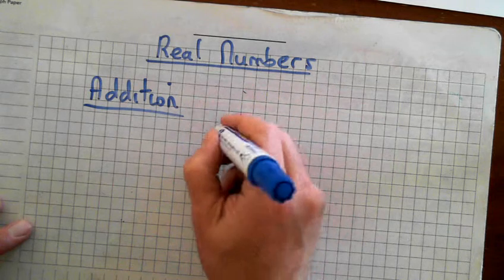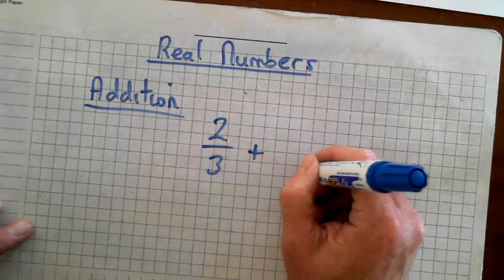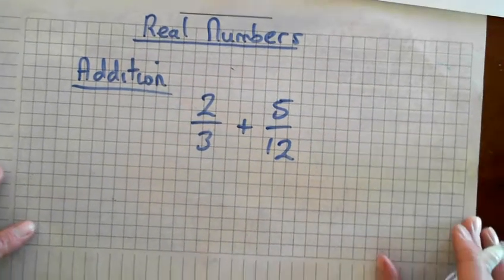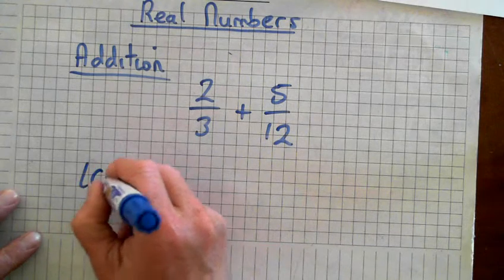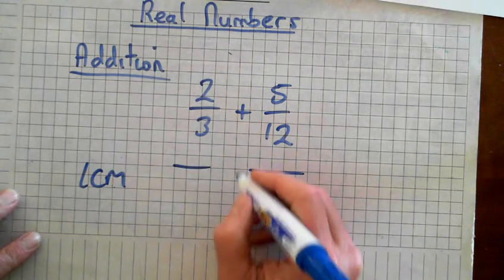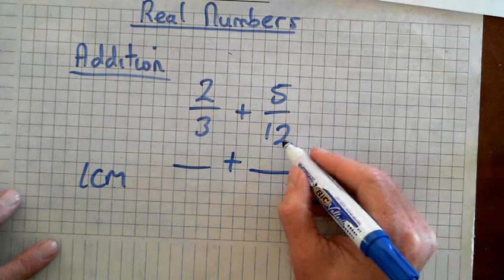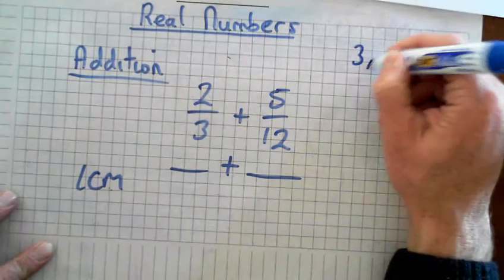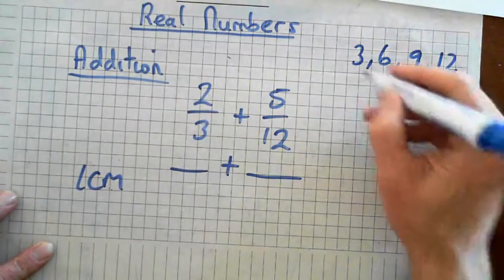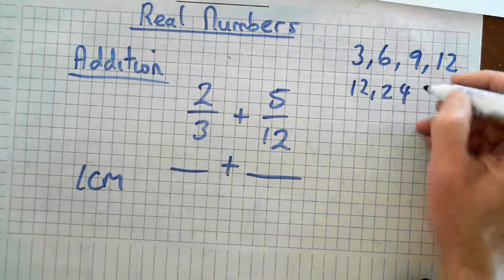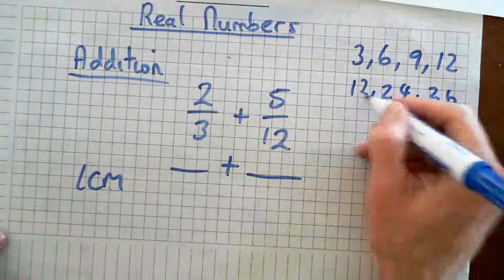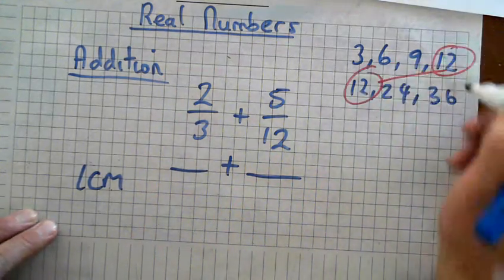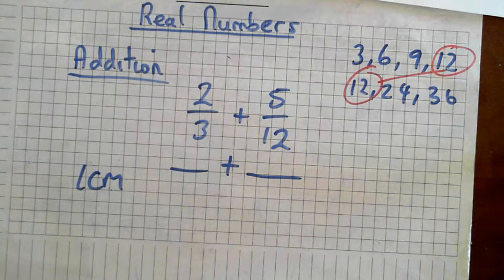So we'll take an example, 2 over 3 plus 5 over 12. Alright, we have to find the LCM, don't we? Now what works in this case? It's a smaller number. Will 12 work itself? 12 will, yeah. Because the multiples of 3 are 3, 6, 9, 12, and the multiples of 12 are 12, 24. And 12 is common. It's the lowest common multiple. Alright, so 12.